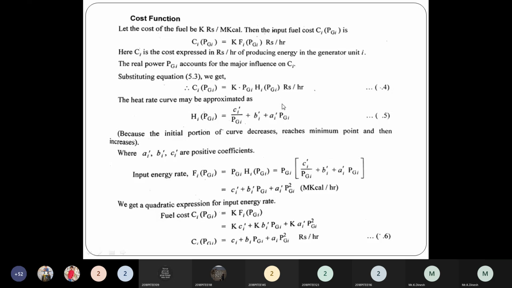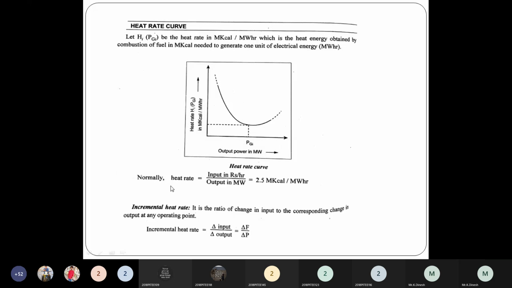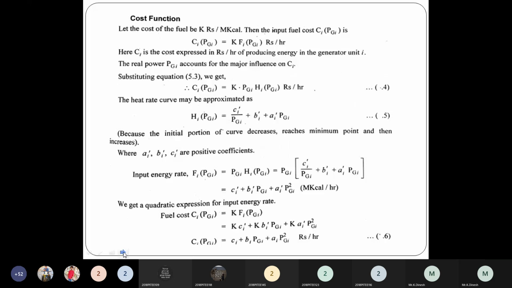And next one is your heat rate curve. The heat rate curve may be approximated as Hi equals Ci dash by PGi plus Bi dash plus Ai dash PGi. So from your heat rate curve, this expression is obtained. Equation 5. The initial portion of the curve decreases, reaches a minimum point and then increases. In the heat rate curve, you may observe that. Ai dash, Bi dash, Ci dash are positive coefficients.